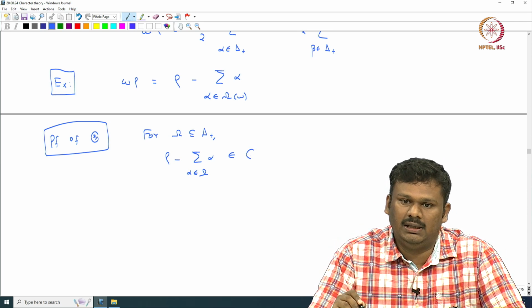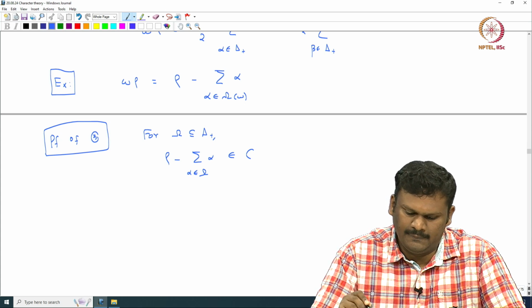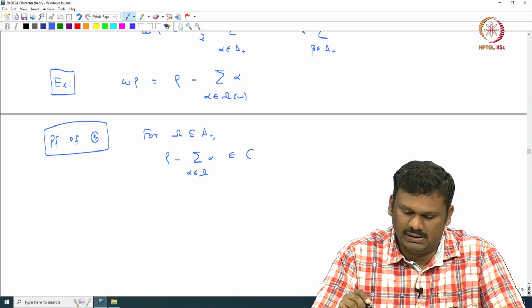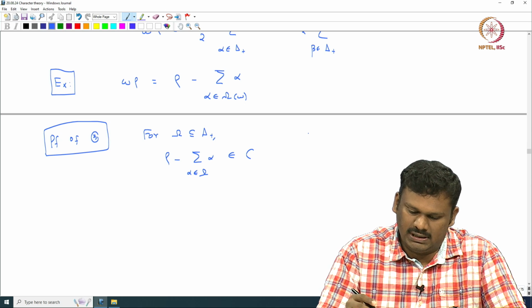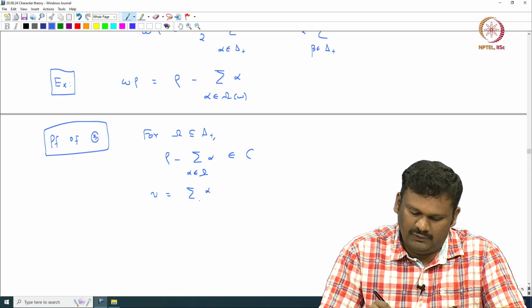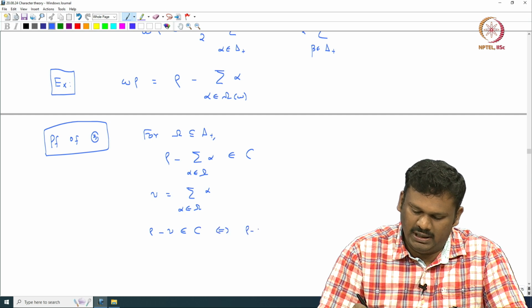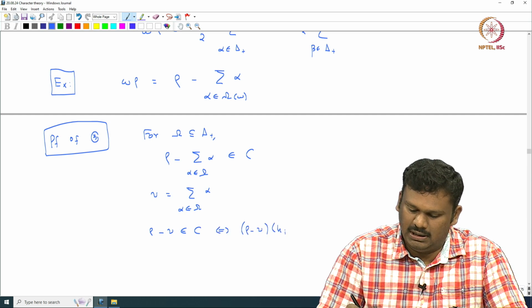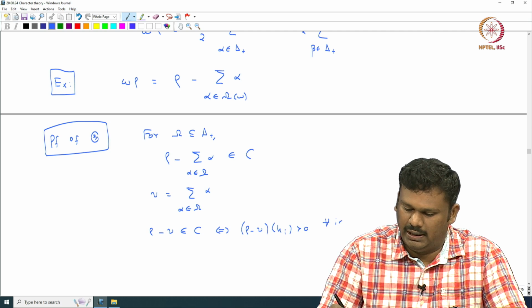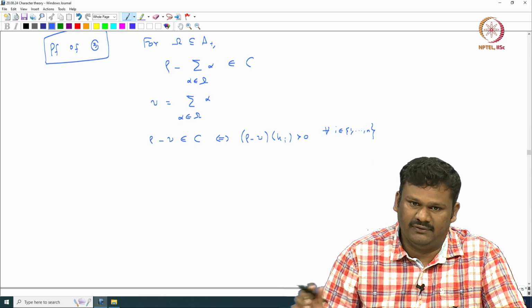Whenever omega is empty, then this element is just rho, and we know that it already lies in the fundamental chamber. Now, if rho minus summation alpha, alpha in omega lies in C, then what does it say? For example, we can set V to be summation alpha, alpha in omega. Then it is clear that rho minus V lies in C if and only if rho minus V, when you apply Hi, is positive for all i in 1 to n. This is something we get from the definition.